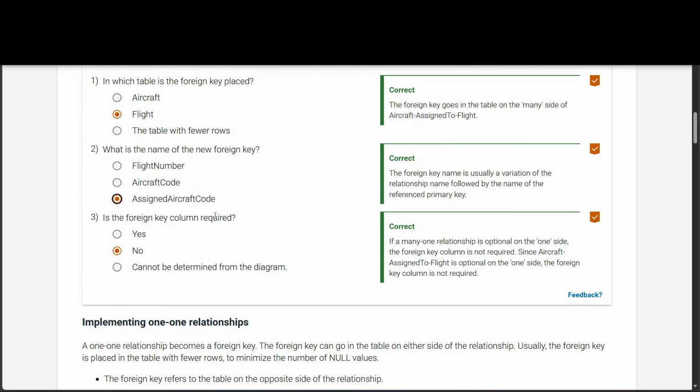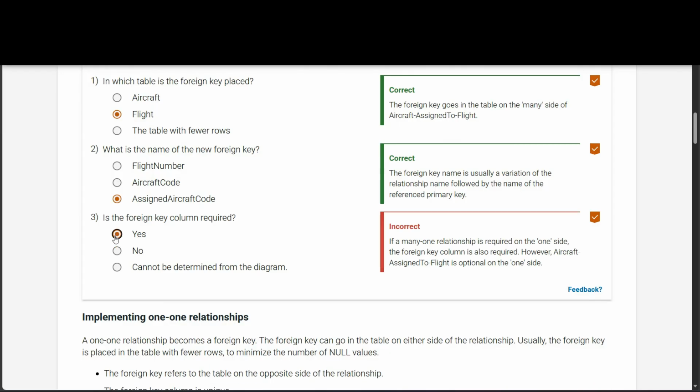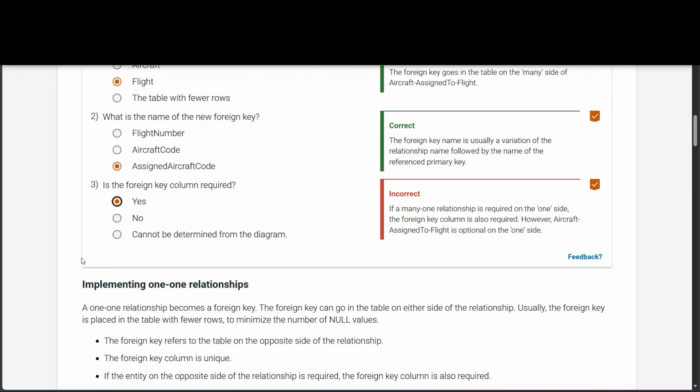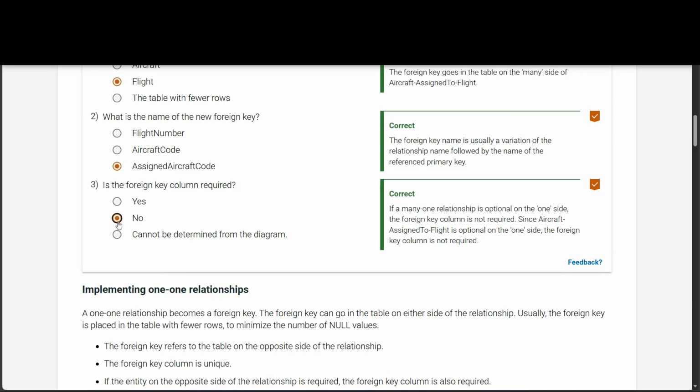And is the foreign key column required? No. So if you chose yes, this is why you are wrong. And if you chose cannot be determined, this is why you are wrong. So the correct answer is no.